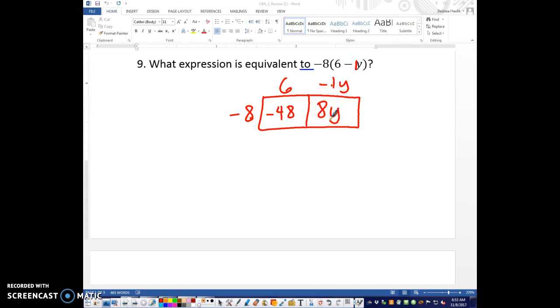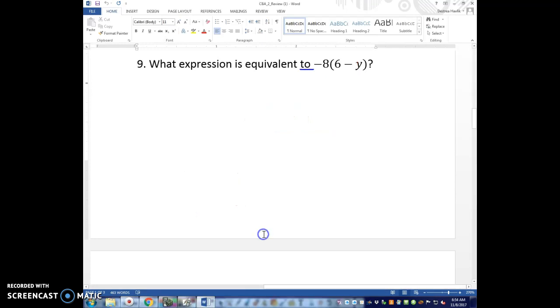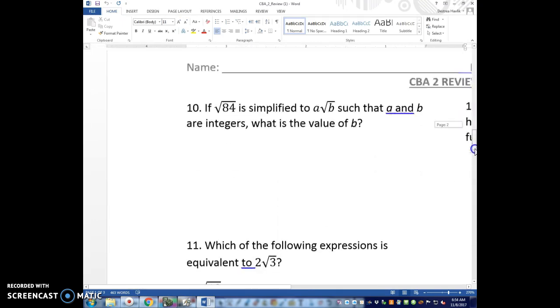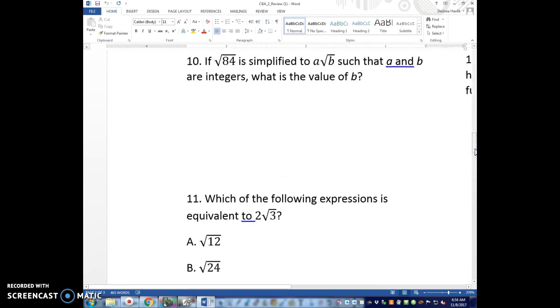Okay? So they might write it one or two ways. They may write it negative 48 plus 8y, or they'll write it backwards. 8y minus 48. Okay, be prepared for both. They're the same answer. Okay, let's look at number 10. Okay, number 10. If the square root of 84 is simplified to a square root b such that a and b are integers, what is the value of b?